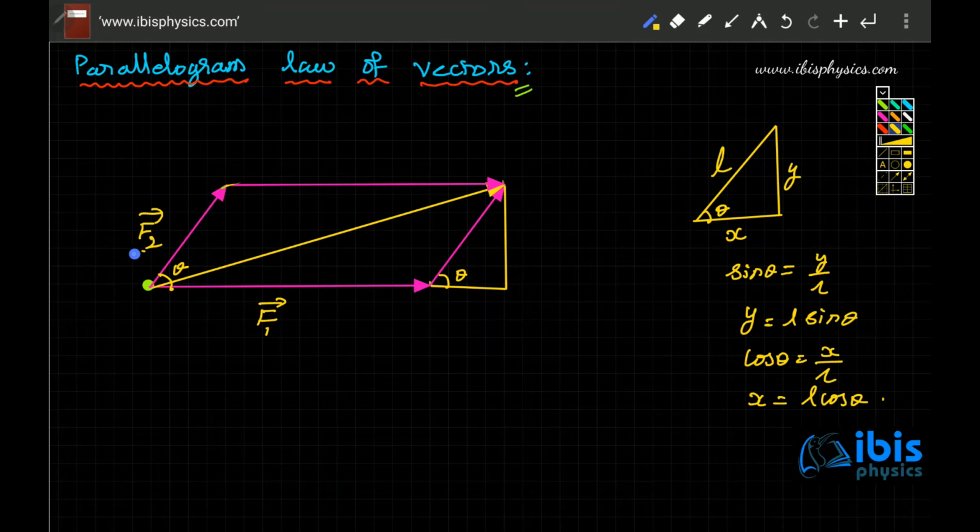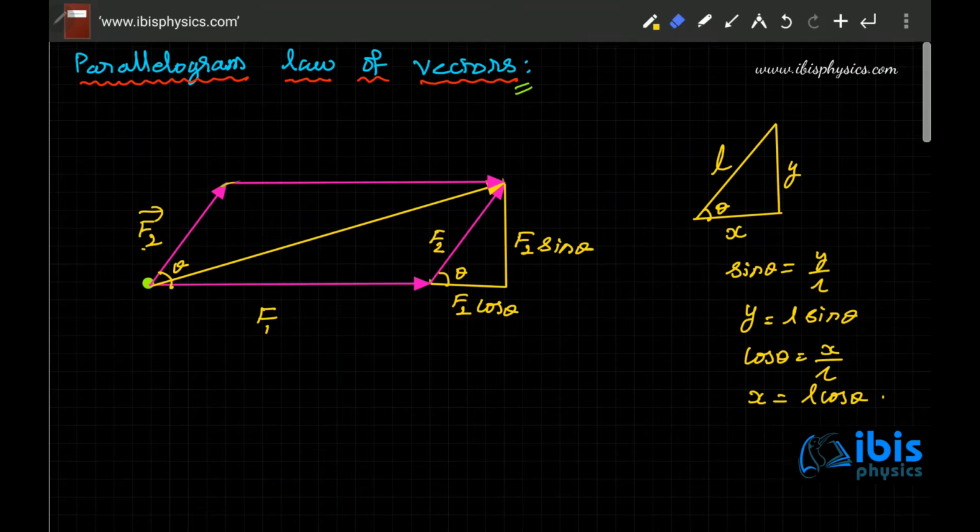And the length of this line is the magnitude of the force f2. So this is f2, meaning this side, y is L sine theta, hypotenuse times sine theta. If the hypotenuse is f2, this is f2 sine theta. And the adjacent side is here. If the hypotenuse is L, the adjacent side is L cos theta. Here the hypotenuse is f2, so this is f2 cos theta. The length of the line, as we said, is just f1.